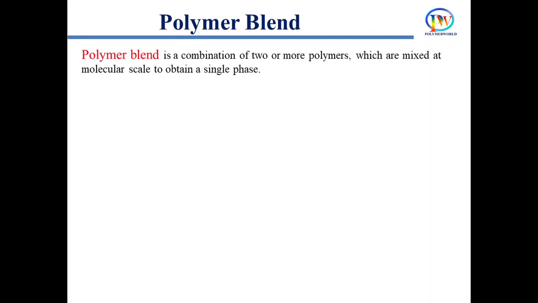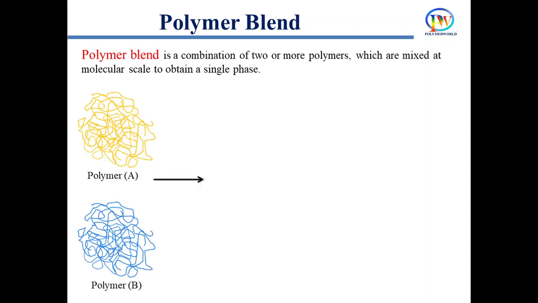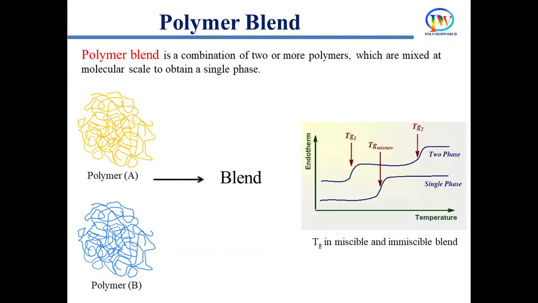A polymer blend is a combination of two or more polymers. Those are mixed at molecular scale to obtain a single phase. That means instead of getting properties of each polymer separately, one set of properties is obtained by mixing two or more polymers. Blends are usually obtained by melt mixing or by dissolving in solvent.